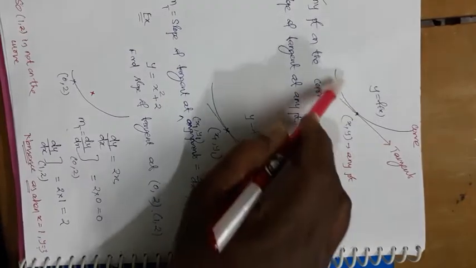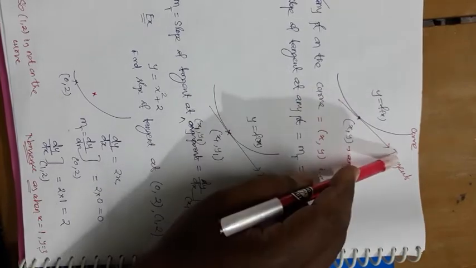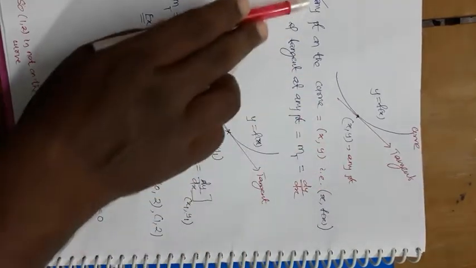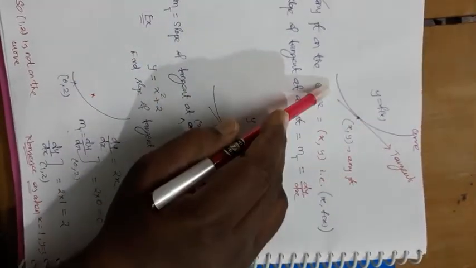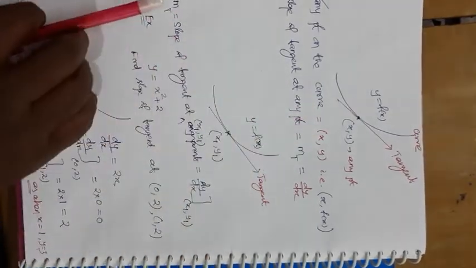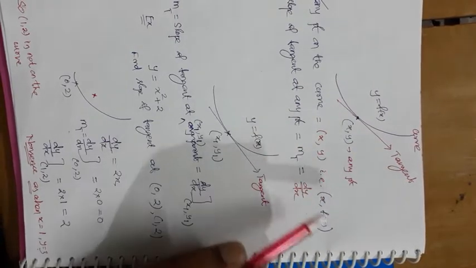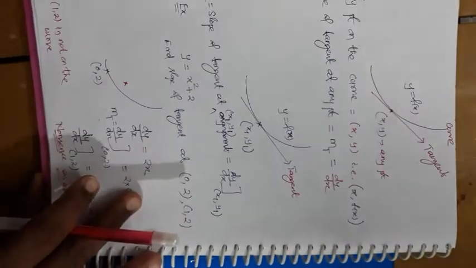Okay. Now I am coming to some important points. Look here. This is a curve, called y is equal to f(x). This is a tangent at any point. The coordinate of any point on the curve is (x, y), that is (x, f(x)). Similarly, the slope of the tangent at any point; slope means tan theta, which you know from your class 11. Mt is equal to dy by dx. Okay. Now come to the second point, point number 2.